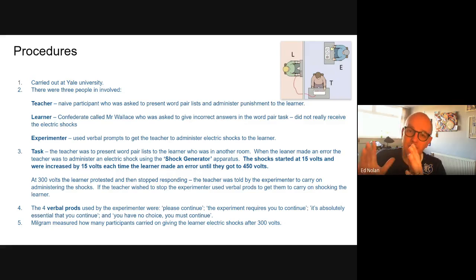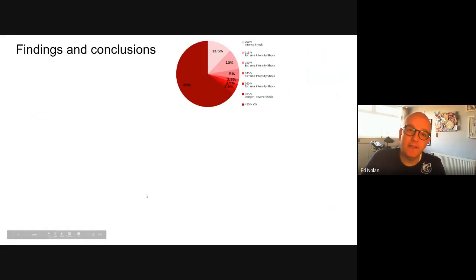After Mr. Wallace had stopped responding, how many would continue on administering the shocks? Right. That was the procedures. Now, the findings and conclusions you're not going to be asked about, but they are good to know, also in relation to evaluating things later on. So in the exam questions, you are just to talk about the kind of methodologies and procedures that Milgram used.